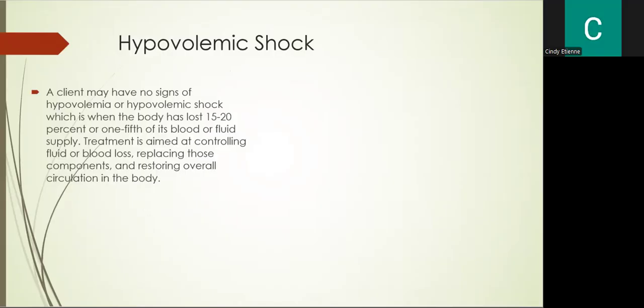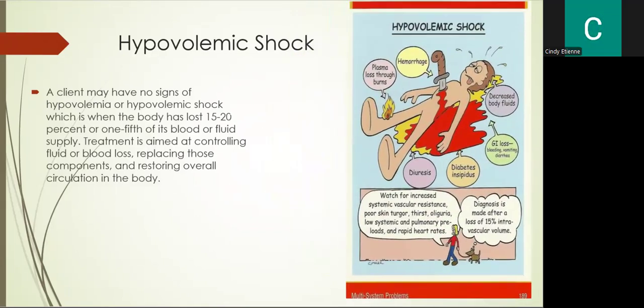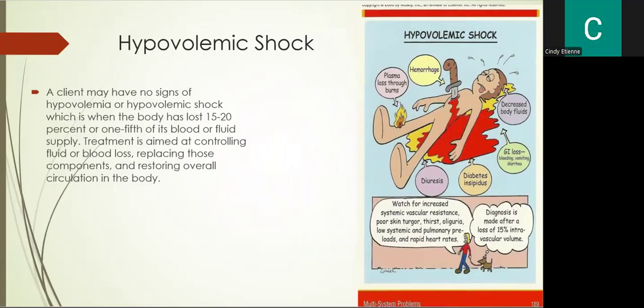All right, so at first, the body compensates by increasing the heart rate and constricting blood vessels. But once the body loses about 15 to 20% of its blood volume, those compensatory mechanisms begin to fail, and the patient enters into hypovolemic shock. At this stage, there isn't enough circulating blood to deliver oxygen to the body's vital organs. Blood pressure drops, pulse becomes weak and rapid, and the patient may become confused, restless, and difficult to arouse because the brain isn't getting enough oxygen.